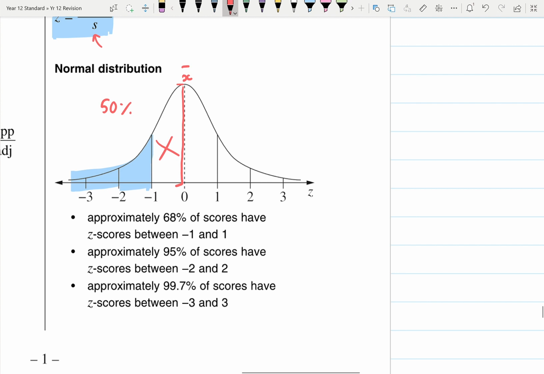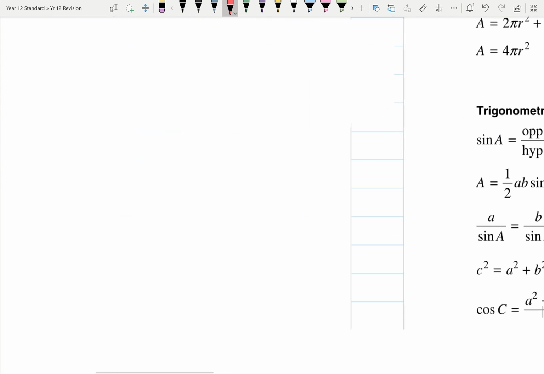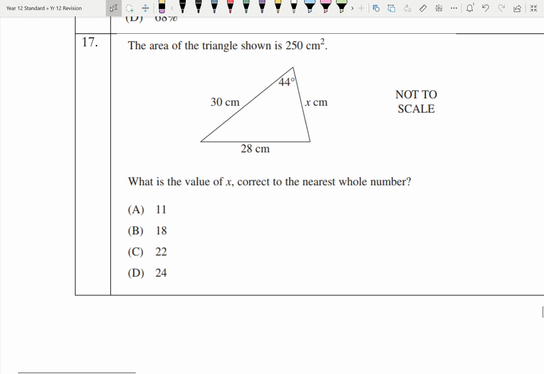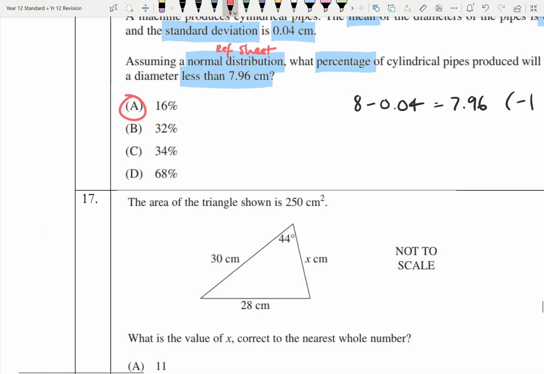But luckily, like we were talking about before, that chunk there is really easy to find because it's just half of that 68% from -1 to 1. Half of 68 gives me 34. So what's left over? It's going to be 50%, take away 34%. Just going to leave you with 16%. You can ignore the percents when you do all this maths. It's just 50 take away 34. And that will be our answer, 16%.